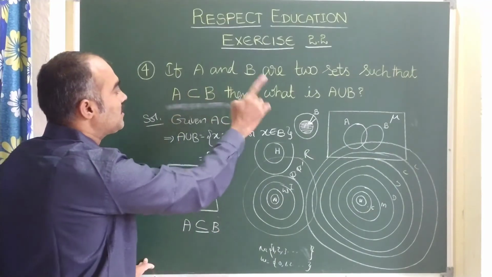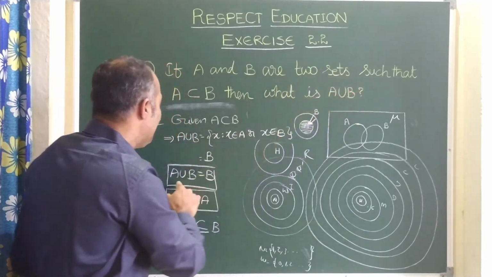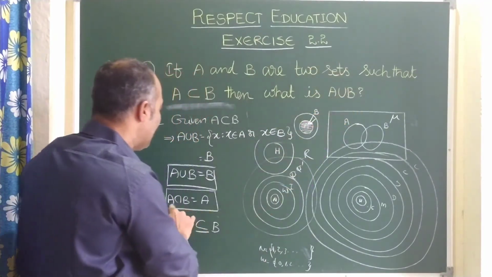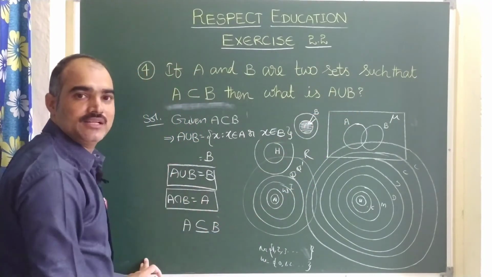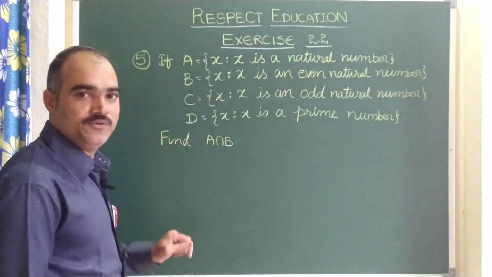So when A is a subset of B, the union will be the superset, meaning the bigger set. Here A union B equals B. The intersection is the smaller set. So A intersection B equals A. That's all, children. Now let us see the next question, that is question number 5.